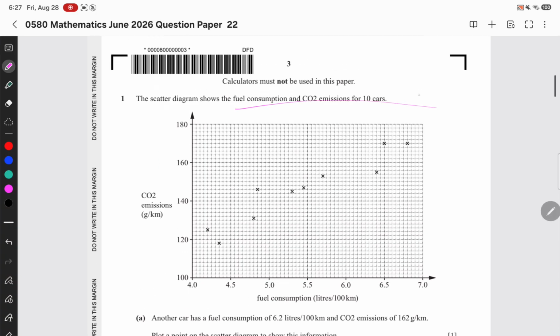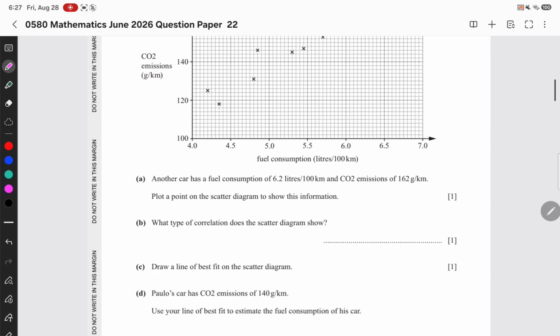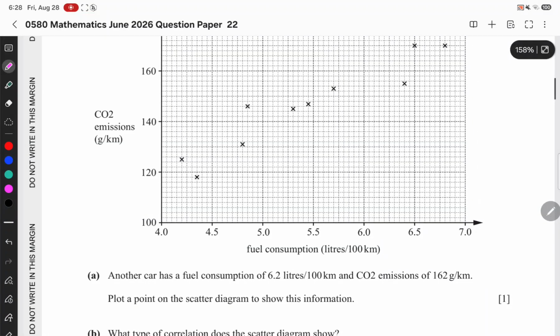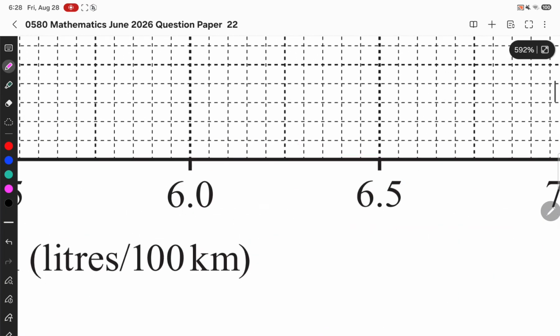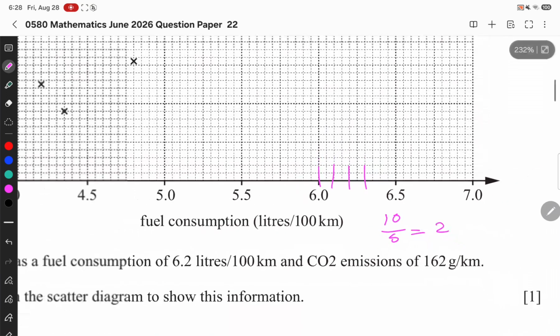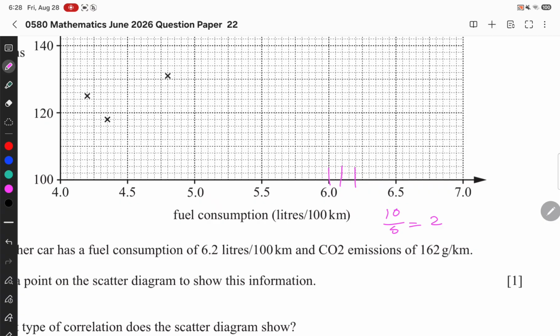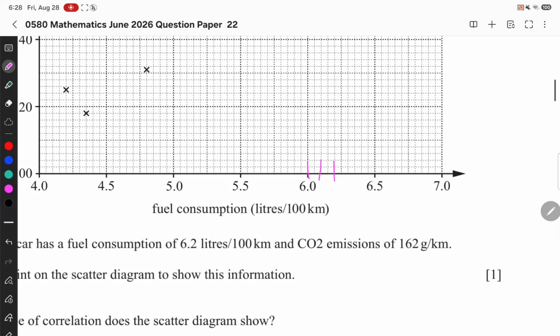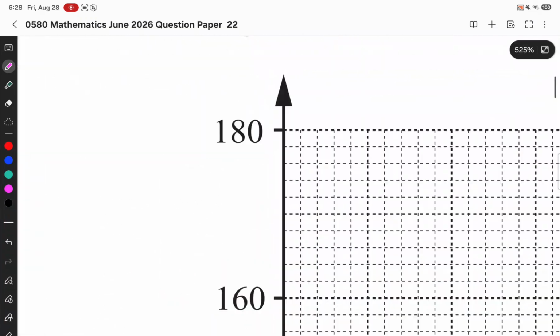This is for fuel consumption and CO2 emissions for 10 cars. One car has a fuel consumption of 6.2 liters per 100 kilometers. So this is 10 blocks and it goes about 5 units, so 10 over 5 is equal to 2. So this is 6.0, 6.1, 6.2, 6.3, but 6.2 is what we are interested in, and 162 grams per kilometer.